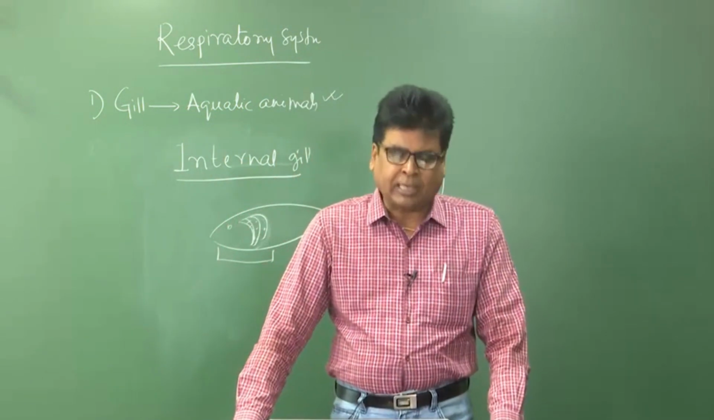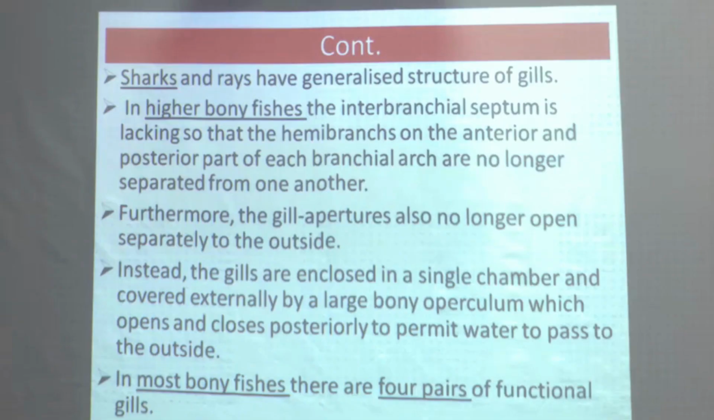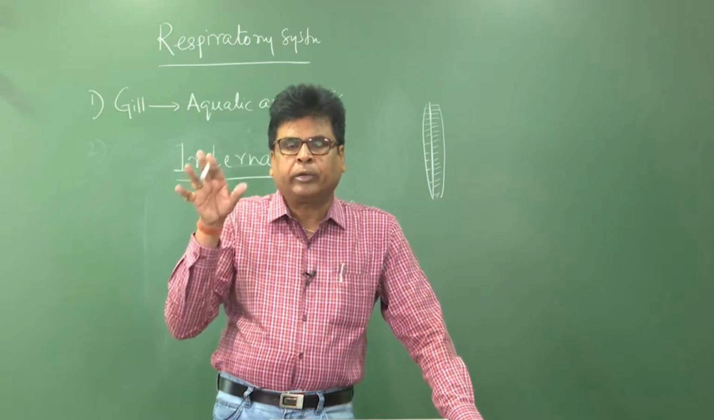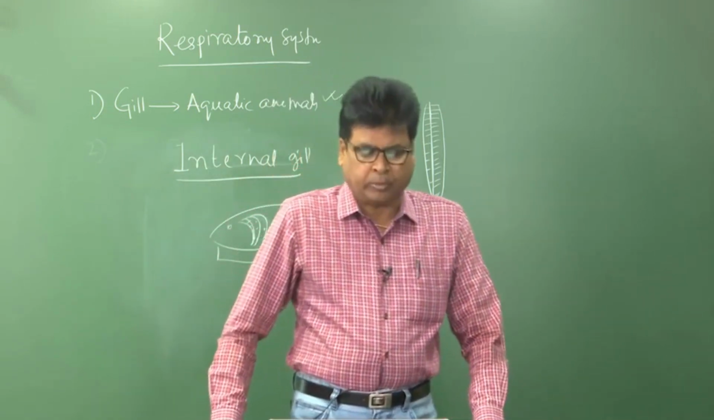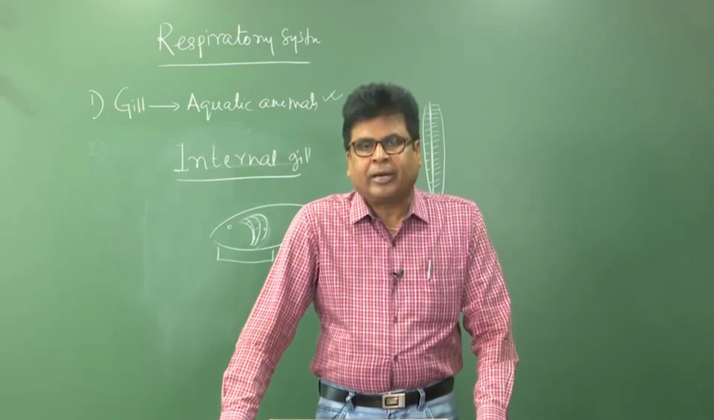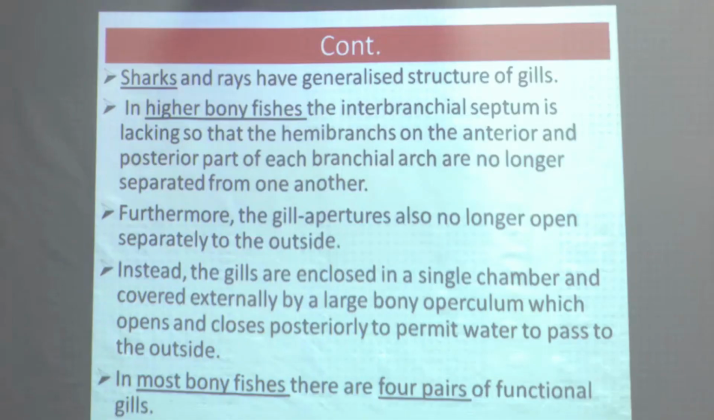In the case of sharks and rays, they have a generalized structure of gill. So now I am covering in which vertebrates the gills are present and how they are functioning. So this is the anatomy. Sharks and rays have a generalized structure of gills.